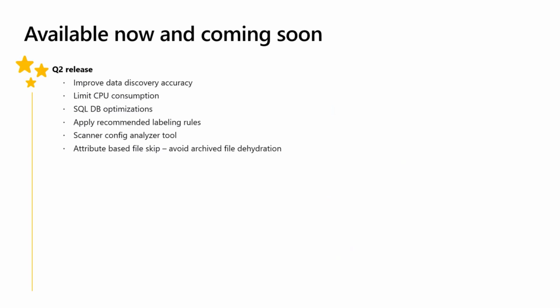Then this is what we shipped in Q2. The Q2 release was mainly about making this more optimized for SQL and resource consumption. We enabled you to limit some consumption of resources on the machines. We dealt with the data accuracy, provided you a good troubleshooting tool named the Scanner Diagnostic Tool now that can check your deployment and help you to identify what are the issues, and support for the archived files to avoid dehydration of archived files.